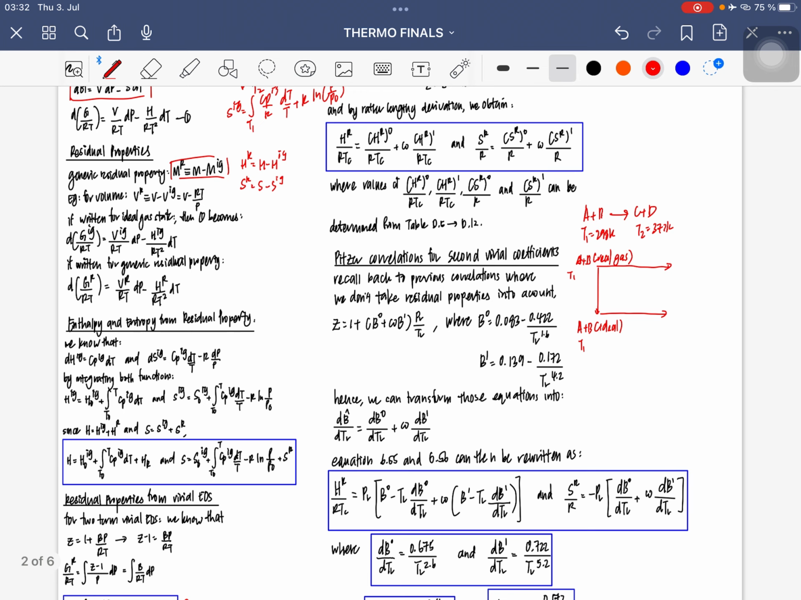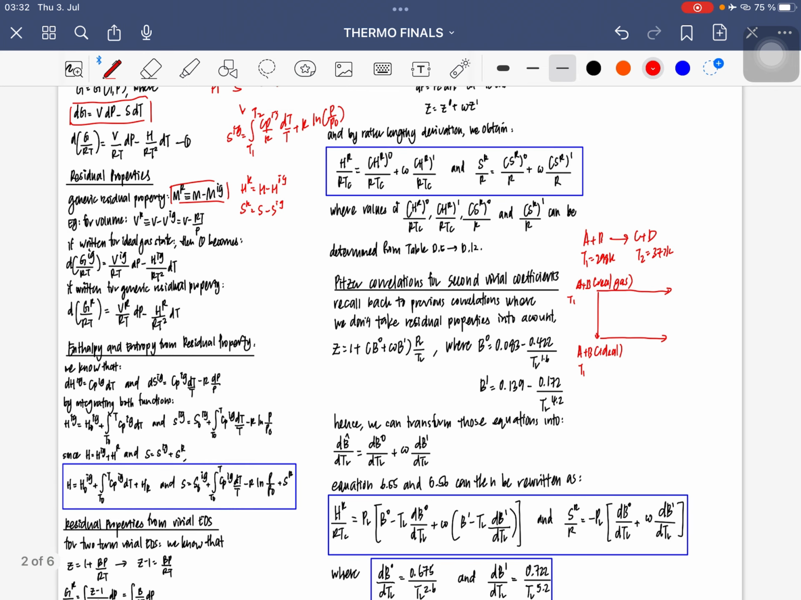So A plus B plus CD, actually this is going to be hard. I'm just going to give you an example from past year, where you only have a system of A, and you have T1, which is 298K, and you heat it up, so you have 373K. So first, if the question never specifies anything, we're just going to assume it as real gas.